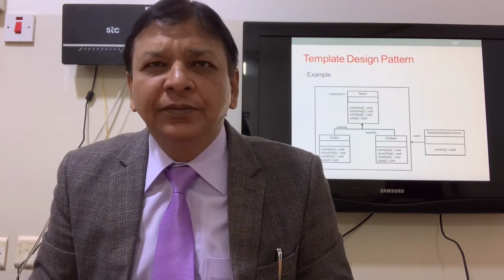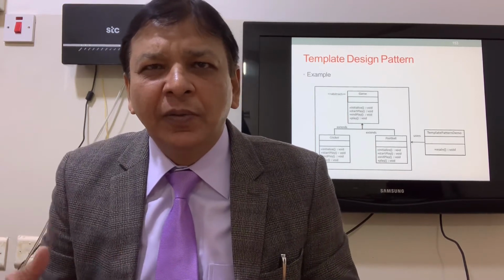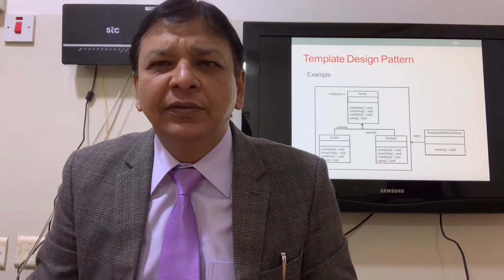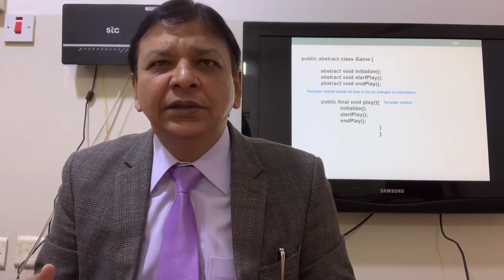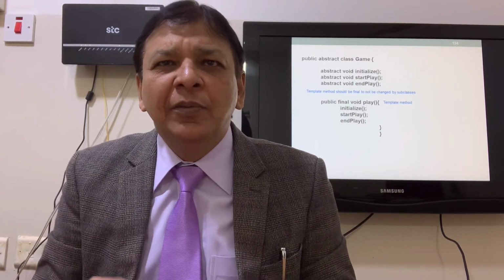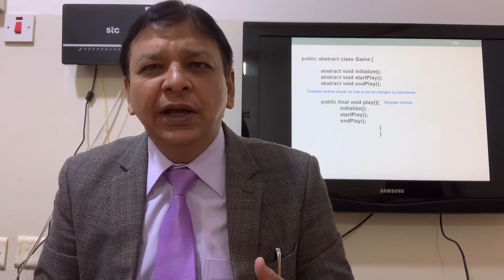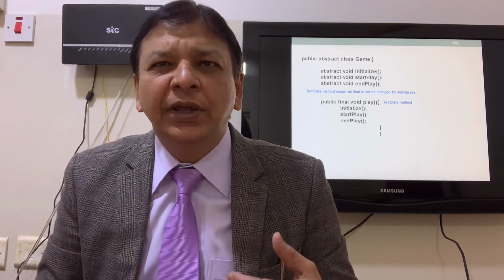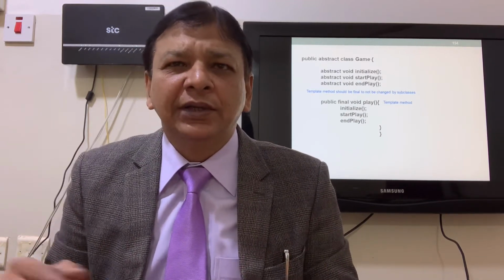Second example: Game abstract class, Cricket and Football extend the game, and we have the main. So Game.java: abstract void initialize, abstract void startPlay, abstract void endPlay, public final void play, the template method, calling initialize, startPlay, endPlay, and we close the play method, we close the class.